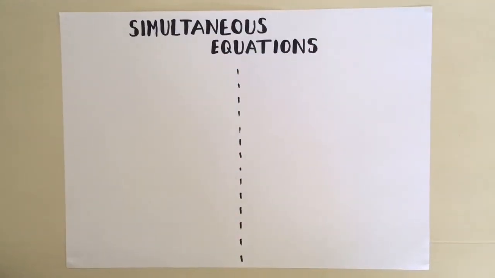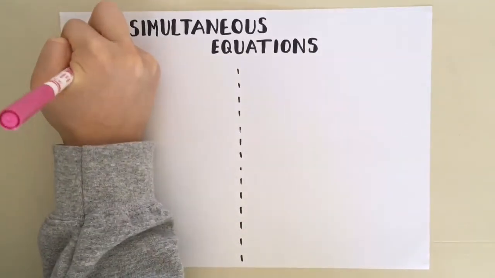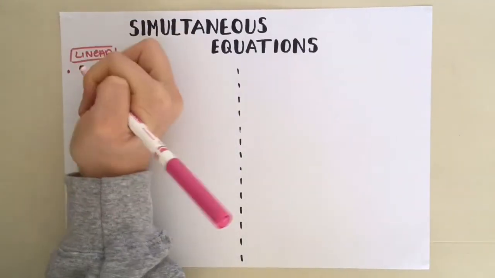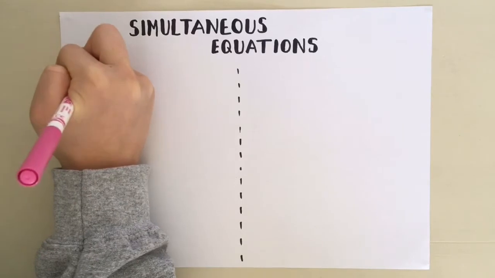This video is on simultaneous equations, which are equations involving two or more unknowns that are to have the same value in each equation. We're going to start with linear equations. You can solve linear simultaneous equations in two ways. The first way is elimination.